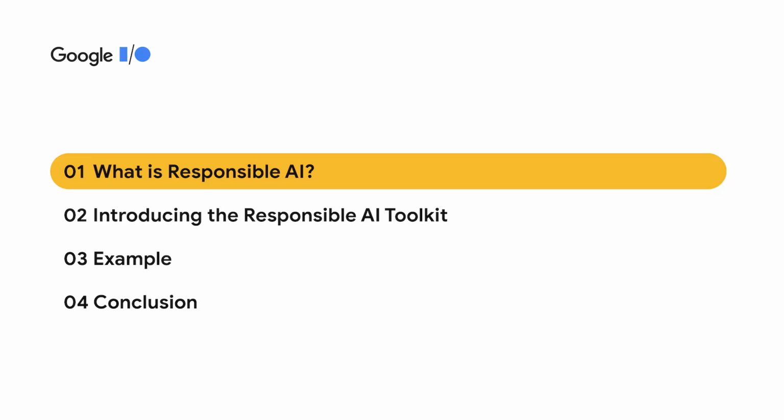I'm a product manager at Google AI, and I'm here with my colleague Kat to talk to you about how to build with the Responsible AI Toolkit. Today, we'll cover four topics. First, an overview of what Responsible AI means to Google. Next, we'll introduce the Responsible AI Toolkit. Then, we'll illustrate how the toolkit can be used with a real-world example. And finally, we have closing words for how Responsible AI research and tools are in constant evolution.